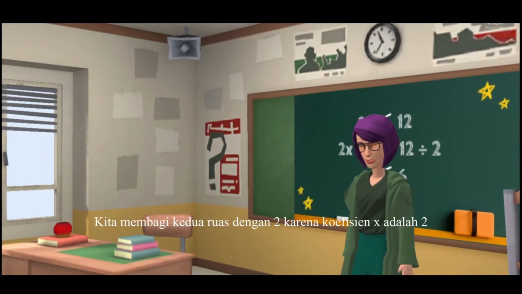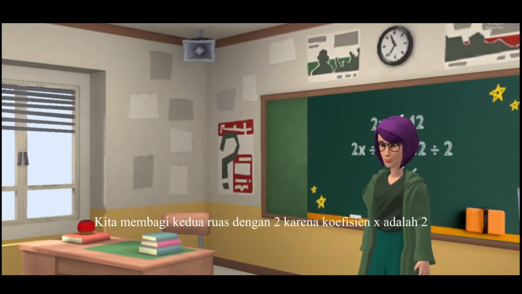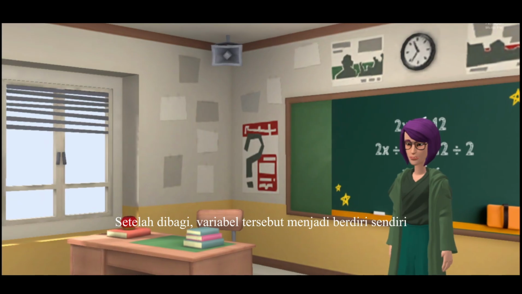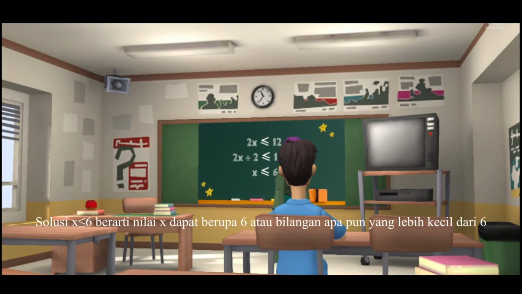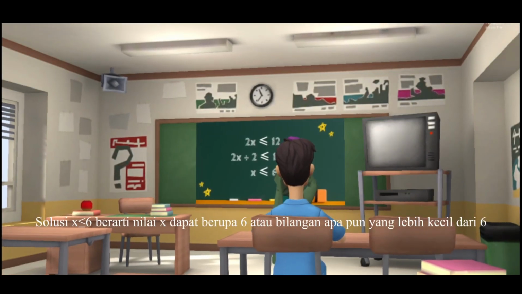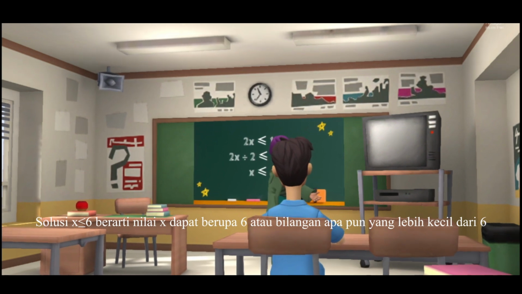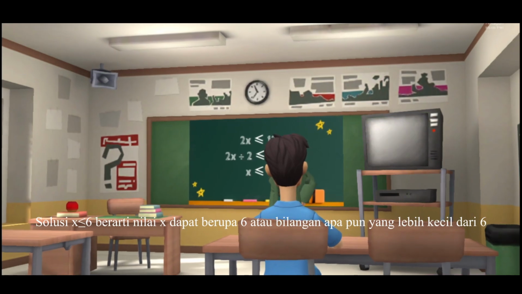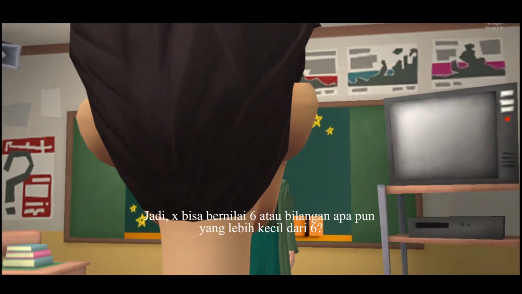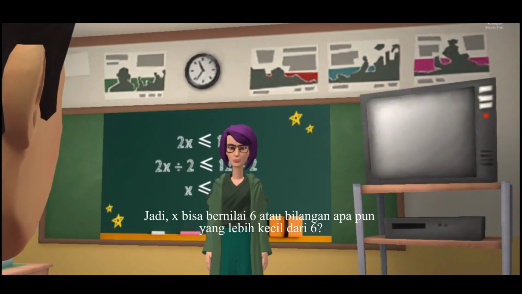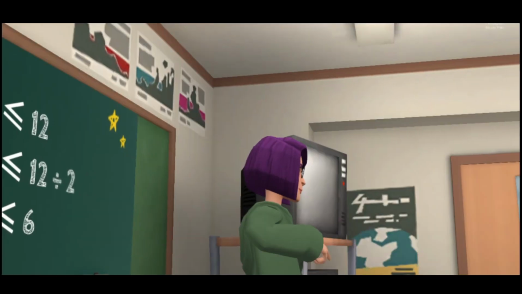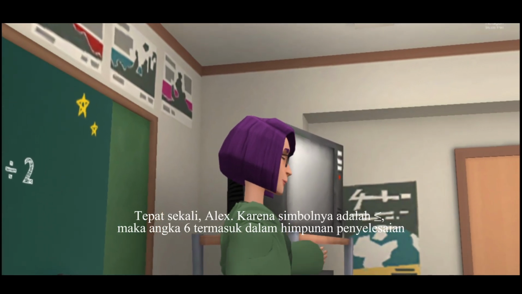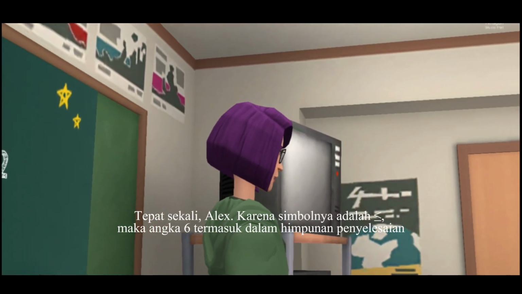We divide both sides by 2 because the coefficient of x is 2. After dividing, the variable stands alone. The solution, x is less than or equal to 6, means the value of x can be 6 or any number smaller than 6. So x can be 6 or any number smaller than 6? Exactly, Alex. Because the symbol is less than or equal to, the number 6 is included.